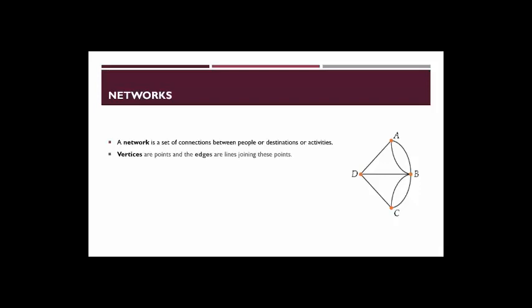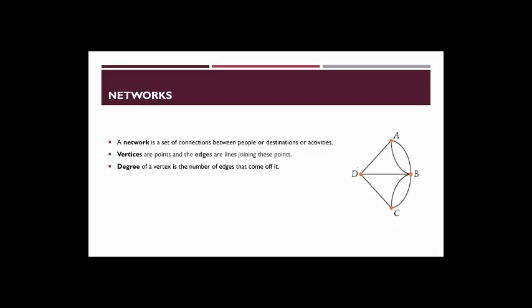The second terminology that we are going to talk about is a vertex. Basically, vertices are the points and the edges are the lines that join these two points. For example, if you look at the figure here, points A and B are vertices, and A and B are connected.